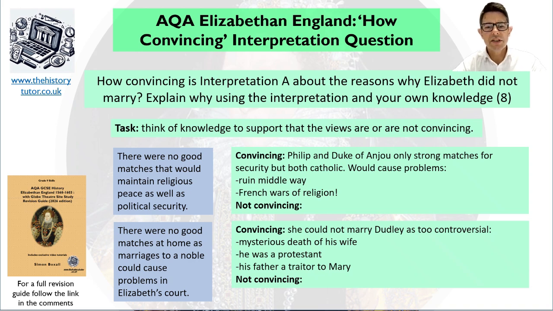Also, there were no good matches at home, as marriages to a noble could cause problems in Elizabeth's court. She could not marry Dudley as he was too controversial: the mysterious death of his wife. He was a Protestant and his father was a traitor to Mary.